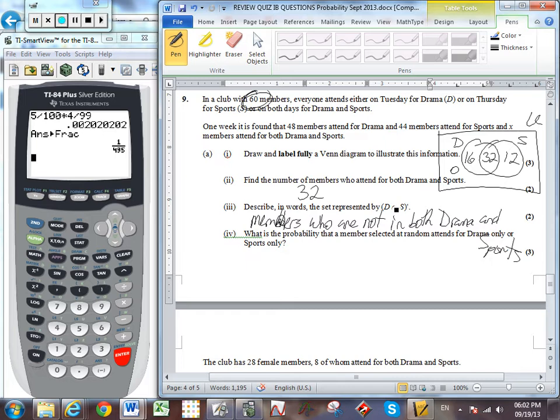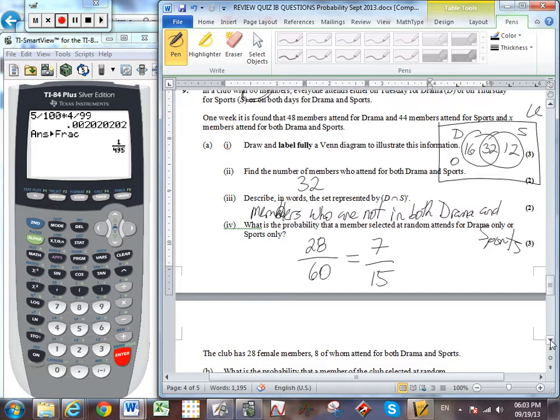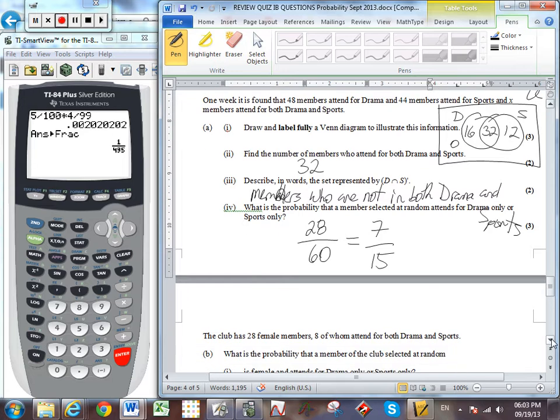And lastly, what is the probability that a member selected at random, so we're selecting from all 60, attends for drama only or sports only? So here's drama only 16, sports only 12. That's a total of 28 people out of 60, and that reduces to 7/15 who are attending only one of the 2 activities.